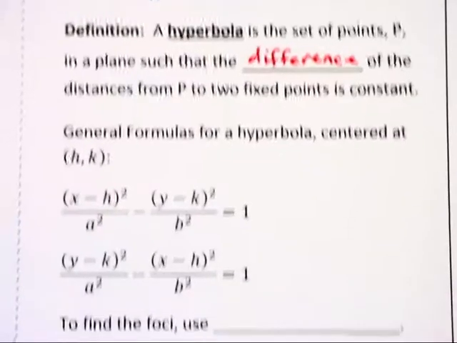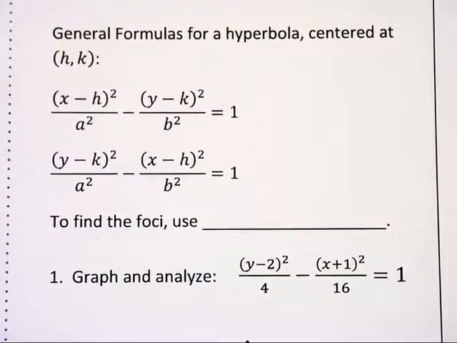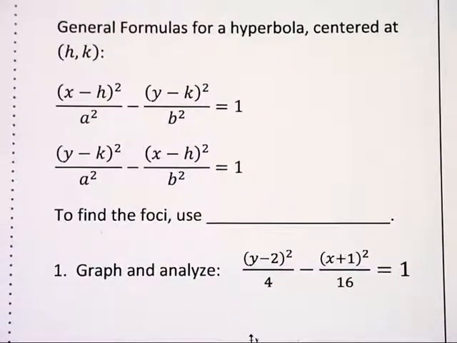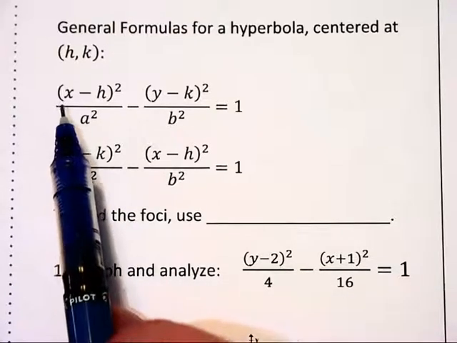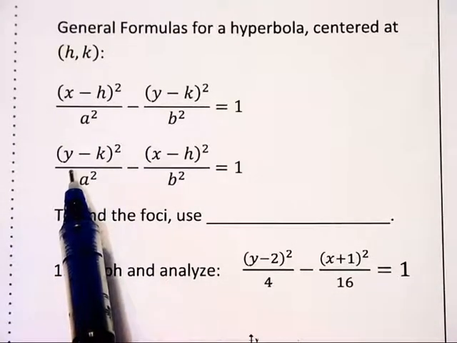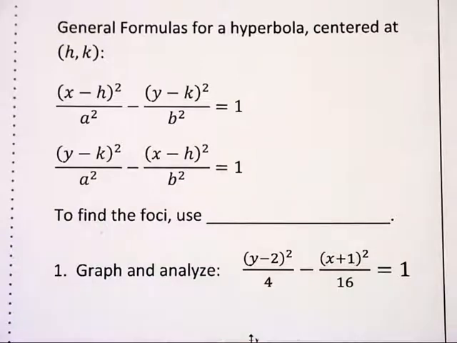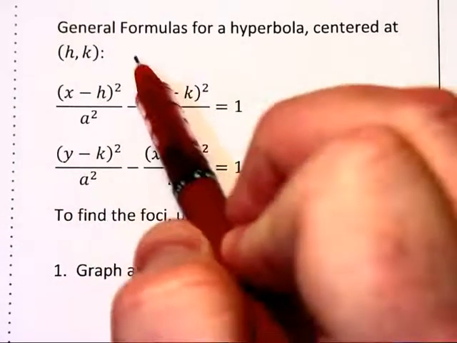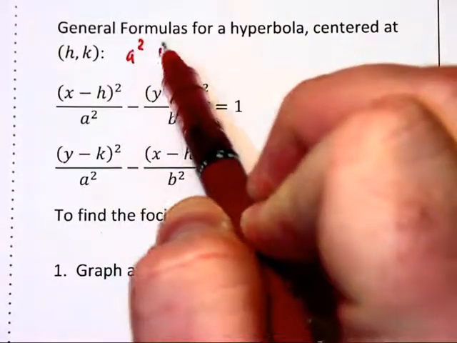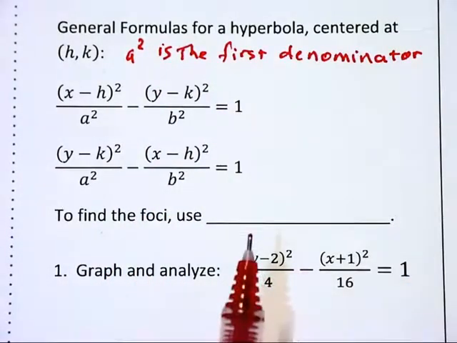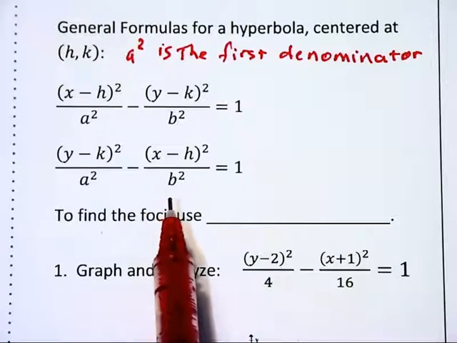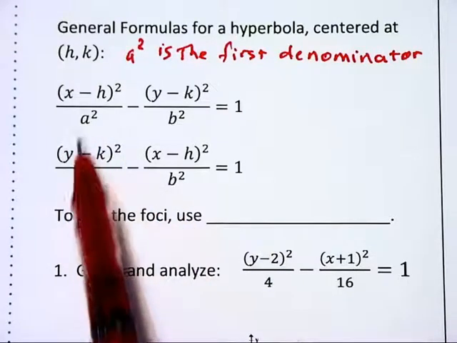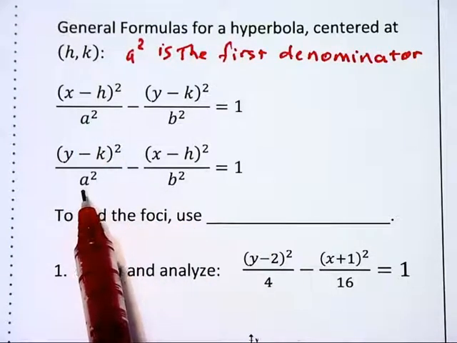Now there are two formulas for a hyperbola that you see here, one beginning with the x squared, the other beginning with the y squared. In both cases, I want you to note here that a squared is the first denominator, and I'm going to write that down. Back with the ellipse, a squared was the larger denominator. For this, we're going to say a squared is the first denominator.